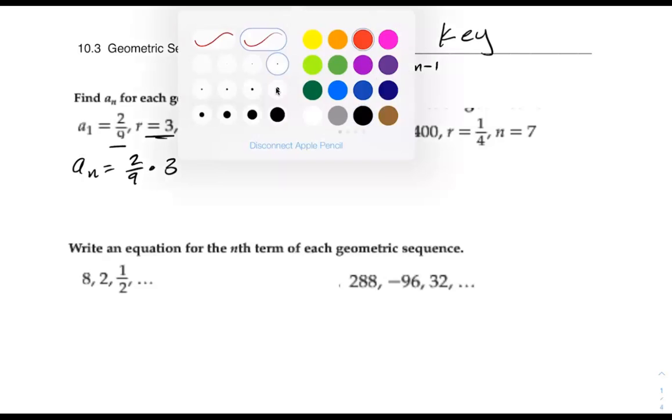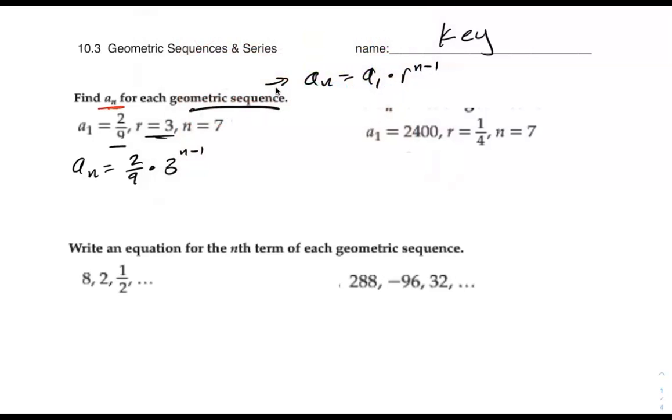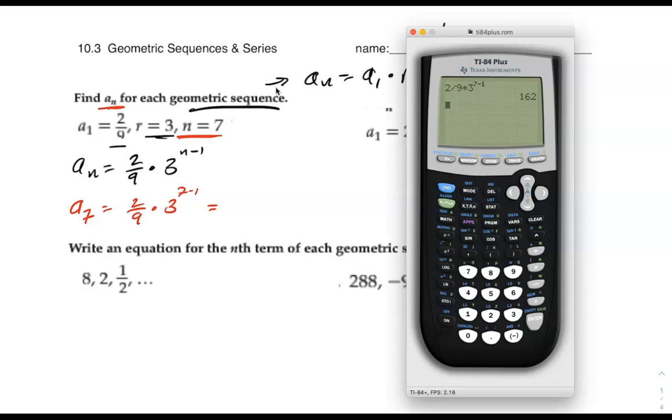Now this problem wants us to find the nth term, so in this case the 7th term. So if I do a7, I just plug 7 in, 2 over 9 times 3 to the 7 minus 1, or 3 to the 6, and then I get my answer, which I don't know off the top of my head, but I have a calculator. Using that, we get 162.